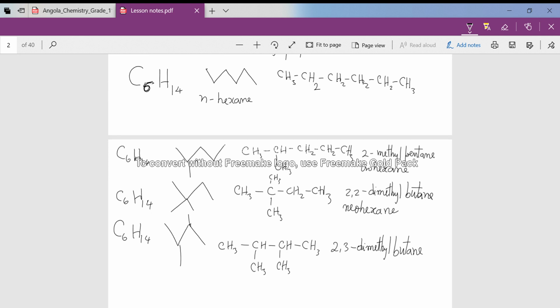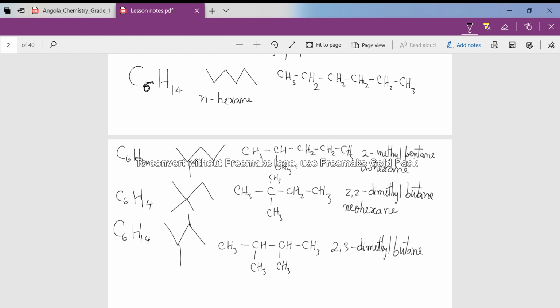Now, the longer the chain, the more isomers we have. For example, for butane we have 2 isomers. For pentane, we have 3 isomers. For hexane, we have 4 isomers. For heptane, we have 5, and so on and so forth. So the longer the chain, the more isomers we could have, because it would mean different orientations.